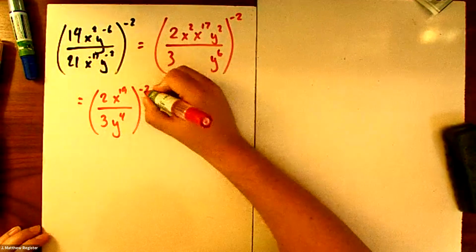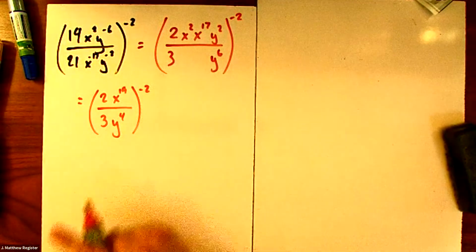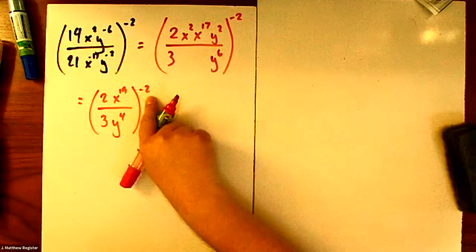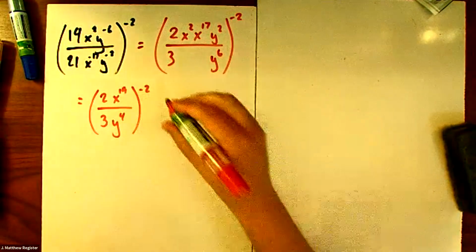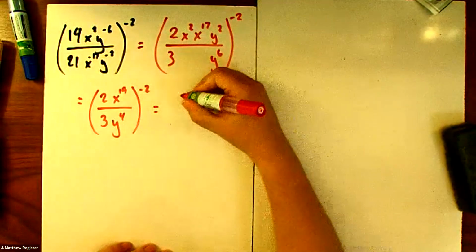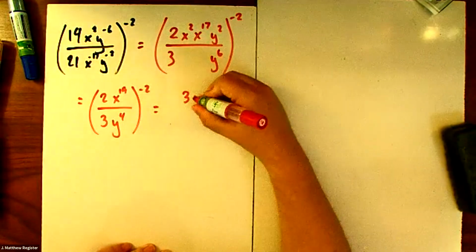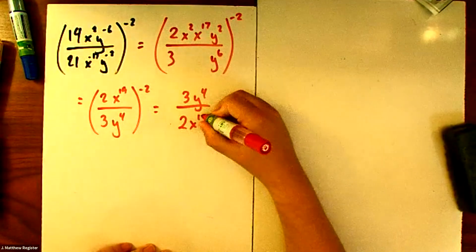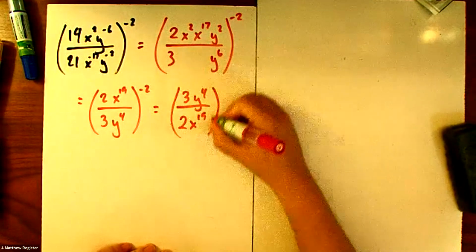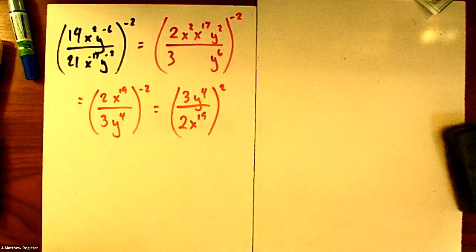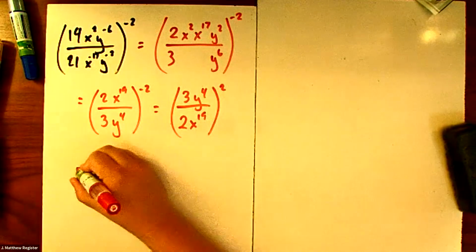We then still have this negative 2. Now, with the negative 2, we have two things. One is it's a negative, and the other is that it's all squared. For the negative, remember that means that we can flip everything. And so if we flip everything, we'll get 3y to the 4th over 2x to the 19th. And now it'll all be to the positive 2. And our last step will be to square everything.